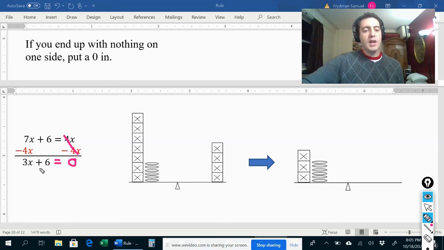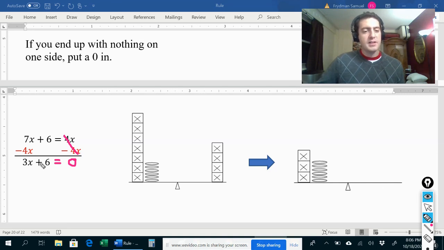Okay, so we have 3x plus 6 is equal to 0. And here is the representation of that. I know it doesn't make a whole lot of sense looking at that. How could 3 x boxes and 6 stones be exactly balancing out the weight of nothing? Well, we could solve this equation. I'm just going to solve it in the normal way now.